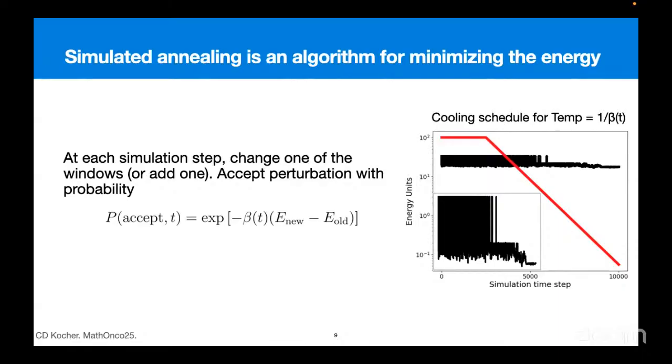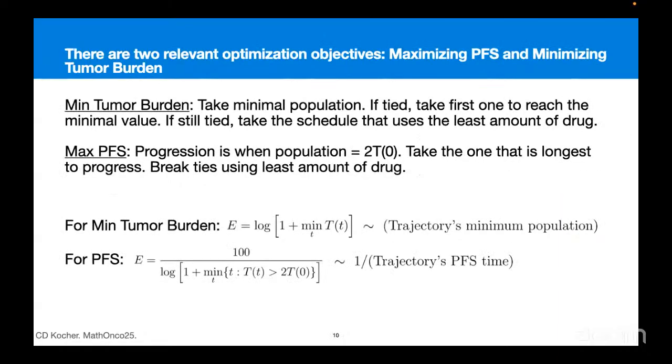So that's how the algorithm sort of works. And so here are the energy functions that I use. Again, I had two objectives that were talked about in Bob's talk: minimizing the tumor burden or maximizing progression, so cure or containment.